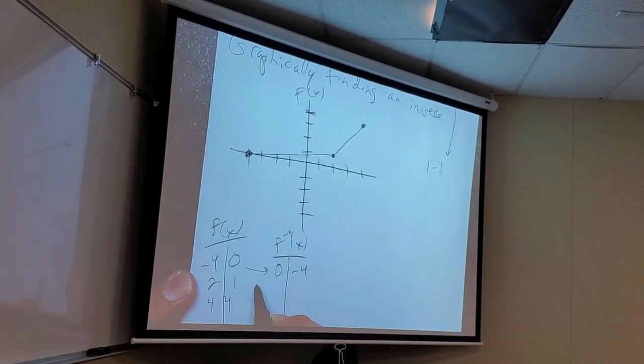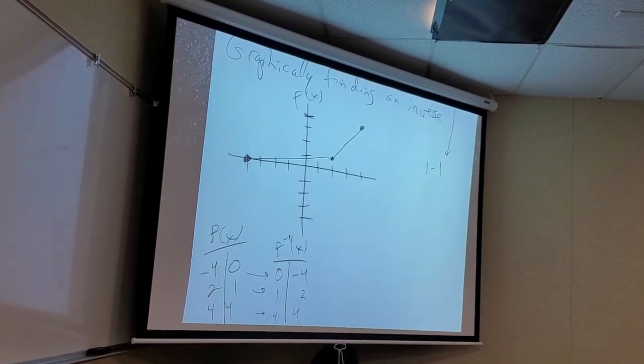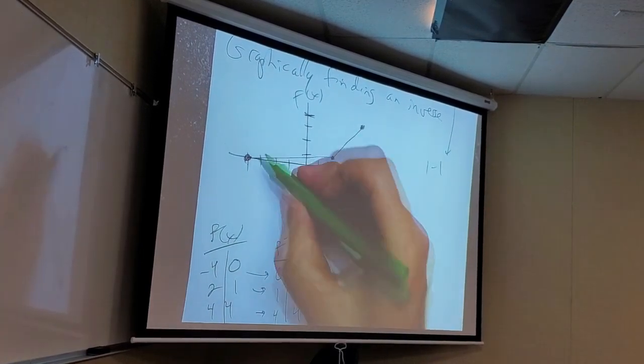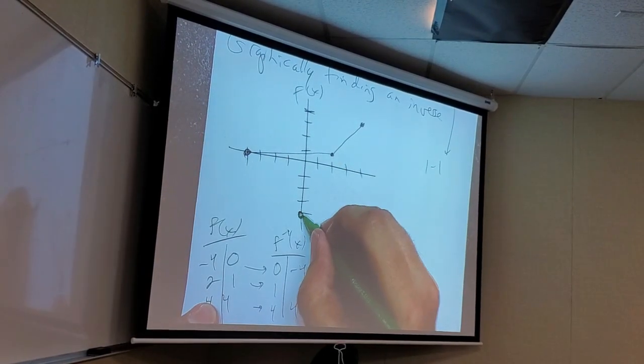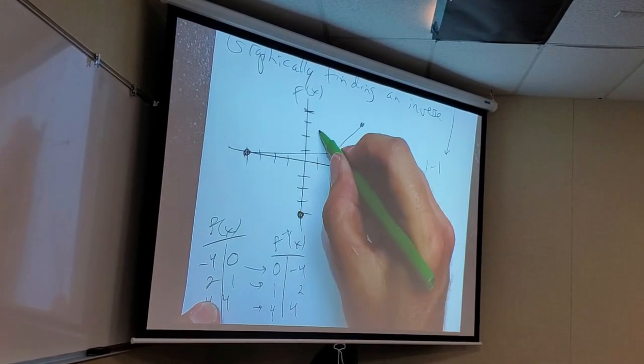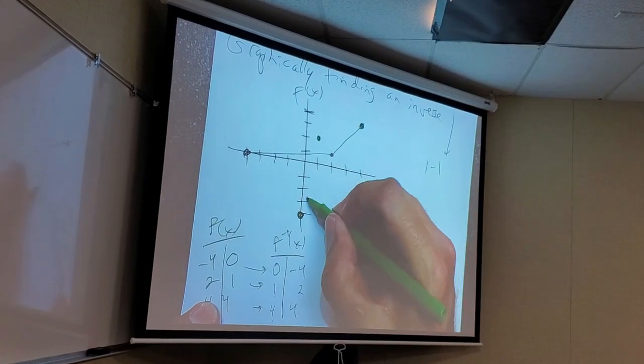0, negative 4. 1, 2. 4, 4. And that makes kind of a cool visual. So now it's 0, negative 4. 1, 2, 4, 4.